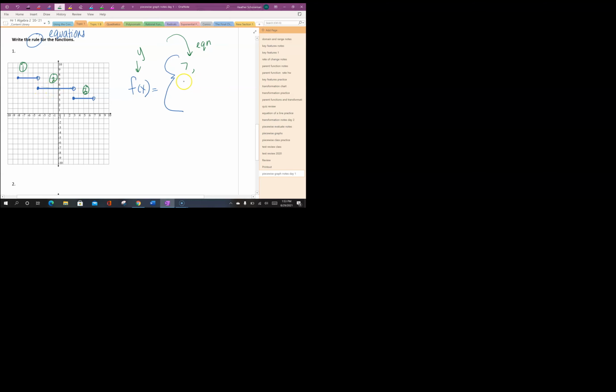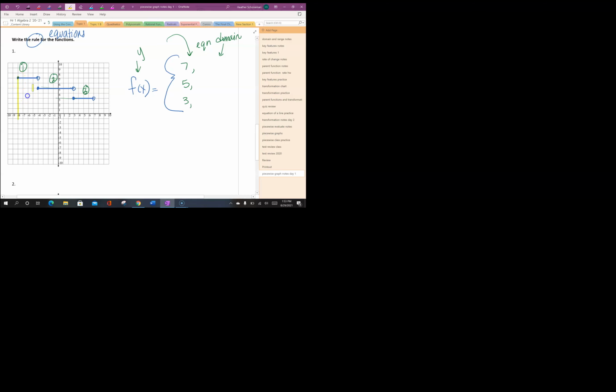This one crosses at 5, so it's y equals 5, and then we're going to put a comma, and I'll tell you why in a second. And then this one is y equals 3, and then we're going to put a comma. After we write the equation, then we're going to write the domain in inequality form. Okay, so let's look at this one.